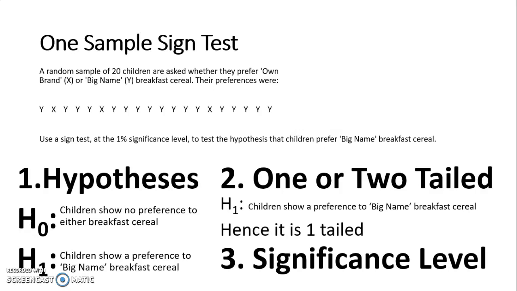If this was a two-tailed test, it would say something along the lines of children show a preference for a breakfast cereal. But I am specifically looking at one breakfast cereal, so it's one-tailed. Unlike many of our examples, this one is a 1% significance level stated in the question. Remember, if nothing is stated, you would always use a 5% significance level.